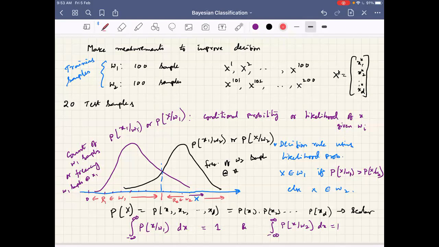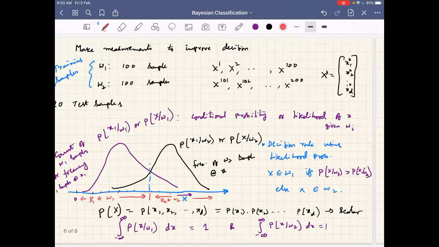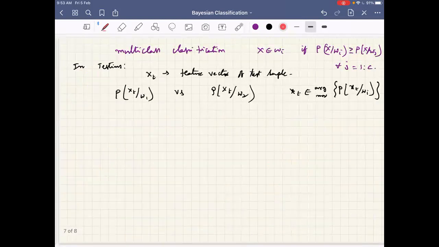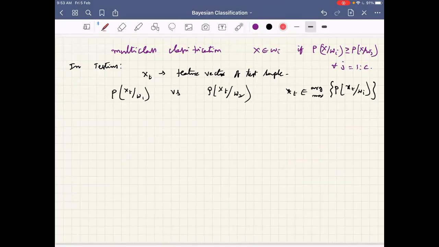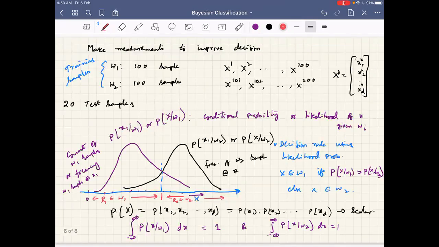So I can write like this. I can demarcate the regions just by knowing the expressions for P of X given omega 1 and P of X given omega 2, if I know the mathematical expressions. Now, this is for one dimension. I want to do it for 2-dimensional features, 3-dimensional features, and so on. So where should I demarcate the regions of class 1 and class 2 classification?